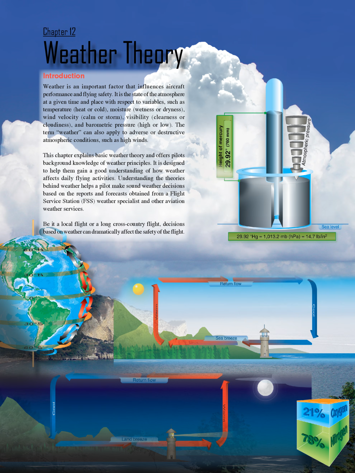Chapter 12 Weather Theory Introduction. Weather is an important factor that influences aircraft performance and flying safety. It is the state of the atmosphere at a given time and place with respect to variables, such as temperature, heat or cold, moisture, wetness or dryness, wind velocity, calm or storm, visibility, clearness or cloudiness, and barometric pressure, high or low. The term weather can also apply to adverse or destructive atmospheric conditions, such as high winds.